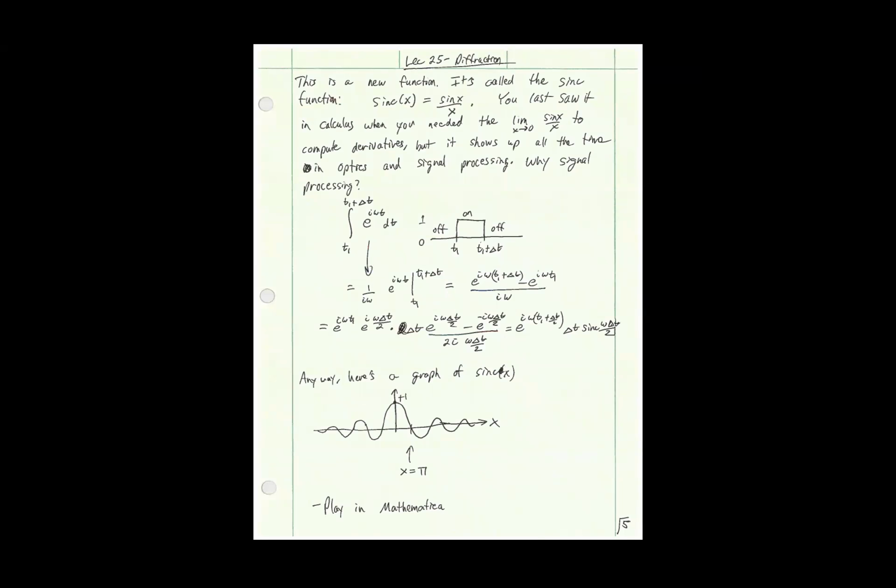And this is a new function. It's called the sinc function. Sinc of x is sine x over x. The last time you saw it was probably in calculus. You needed to take the limit of sine delta x over delta x as delta x goes to 0 so that you could calculate derivatives. And then your math professor probably dropped it. But it actually shows up all the time in optics and signal processing.